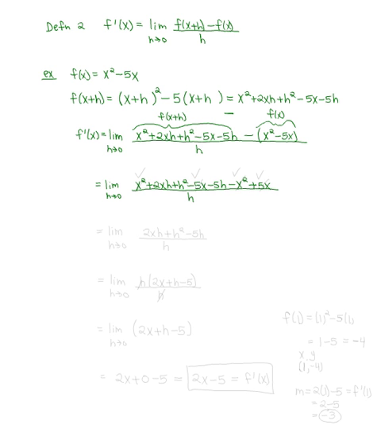And so if we look carefully, we can see that the positive x squared and negative x squared will cancel each other out. And then also a negative 5x and positive 5x. Those will cancel each other out additively. So that helps clean up the numerator a little bit. And what's left would be 2xh plus h squared minus 5h divided by h. And we take this limit as h approaches 0.